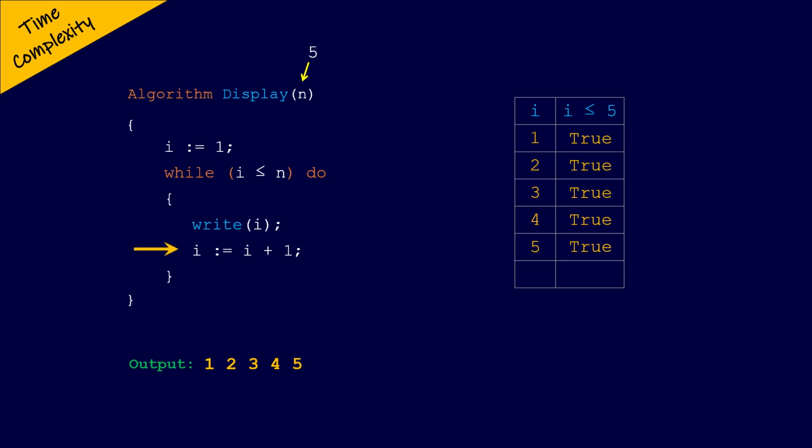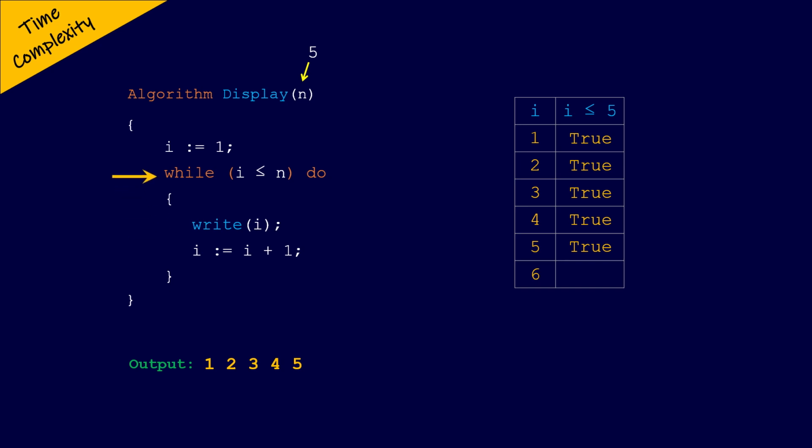Then we have the statement I assigned the value I plus 1. The current value of I is 5, and now after it is incremented, the value of I will be 6. So we will write the current value of I, that is 6, in the table.